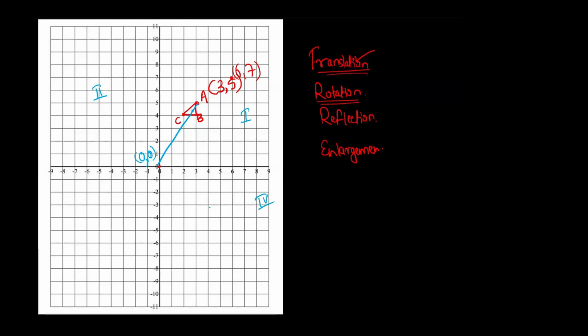Can you guess? Let's name it A dash. Where will A dash be? Will you be able to locate it? Maybe it's also gonna be the same as A, 3 and 5. No, coordinates of A dash. After you did a 90-degree rotation, what will happen to the new point's coordinates? Where will it be in the fourth quadrant? You need to locate it. How will you find out? I don't know. Okay, no problem.